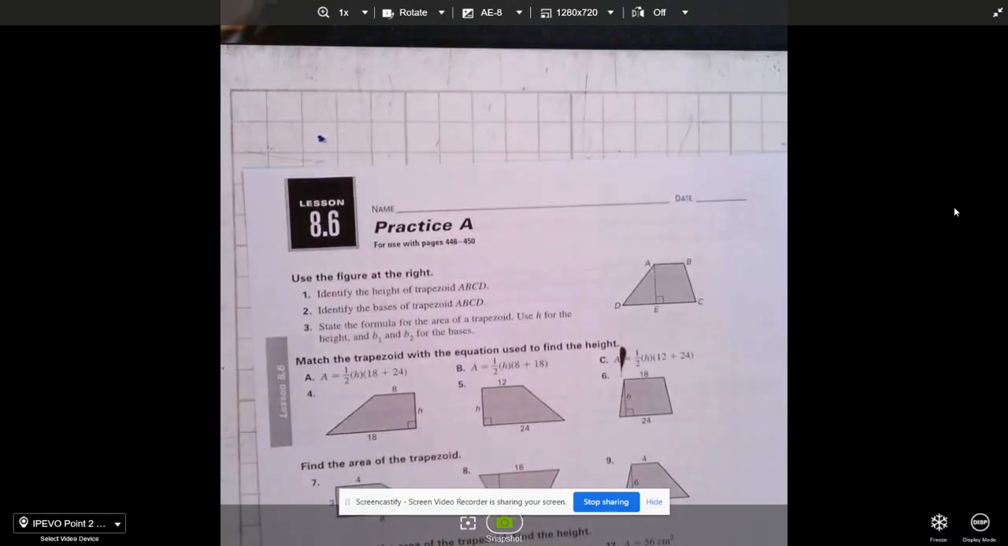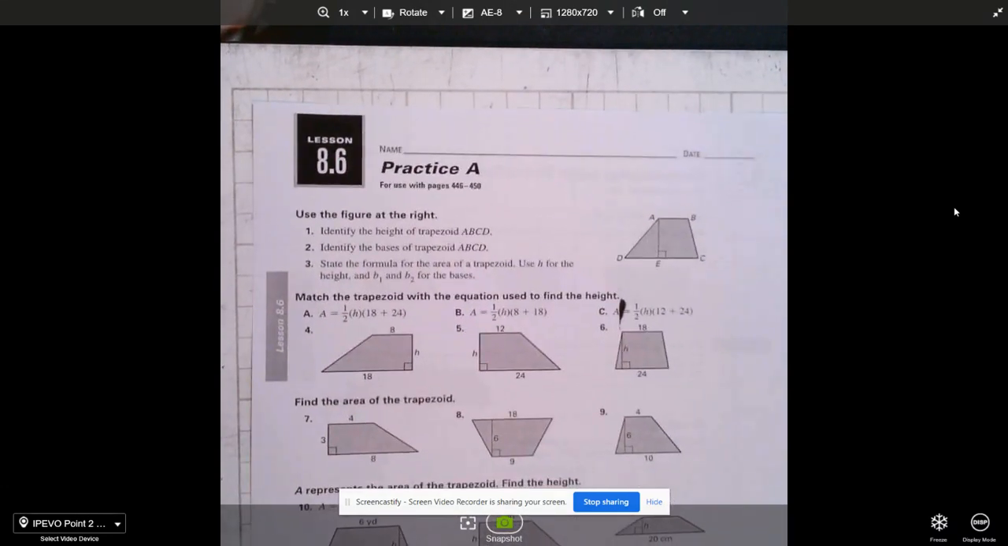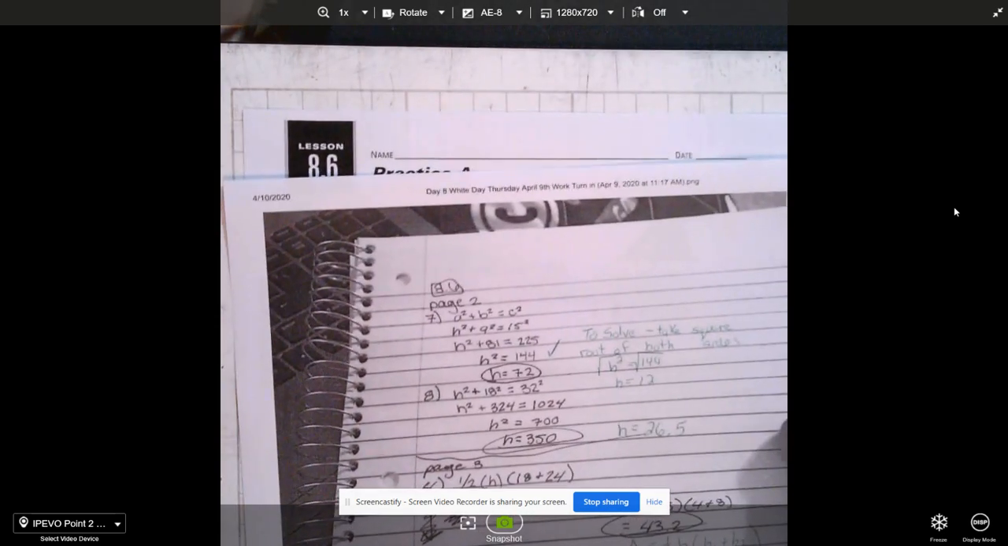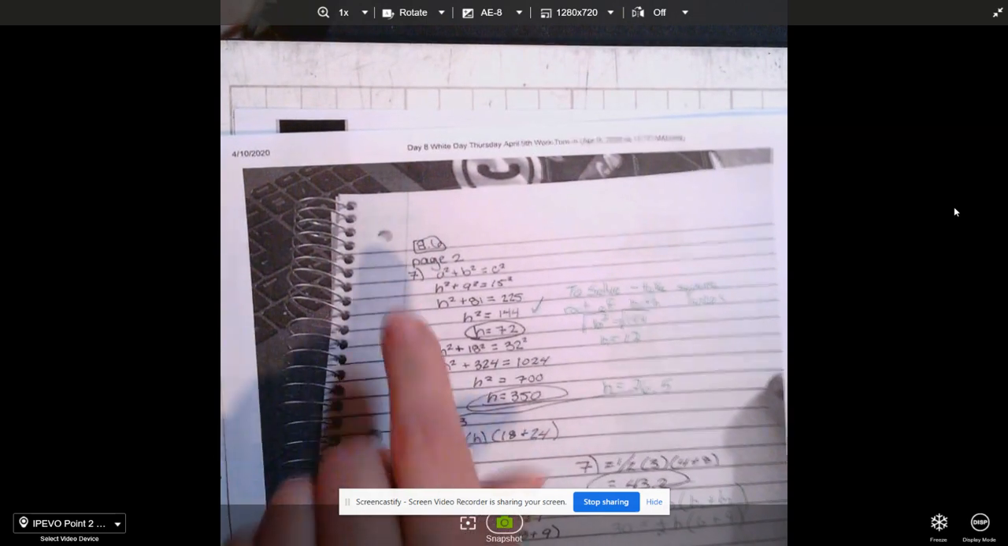Hi, Jamie. So thanks very much for sending me 8.6. I had just a couple of quick things about the work you sent. So first of all, you do a really, really nice job showing your work. So I appreciate that. Thank you.